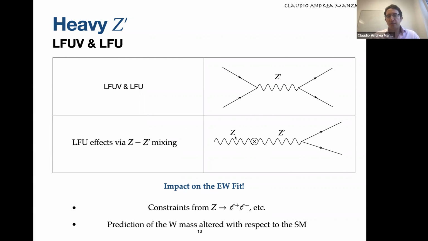Now, these are the effects in B to S l l, and it is immediately clear that this will have also an impact on the electroweak fit. And the main reason is the fact that we are modifying the coupling of the Z also to muons, to electrons, to taus, and so on. In addition, as we will soon see, a modification of the mixing between the Z and Z prime will also induce a modification of the predicted W mass.